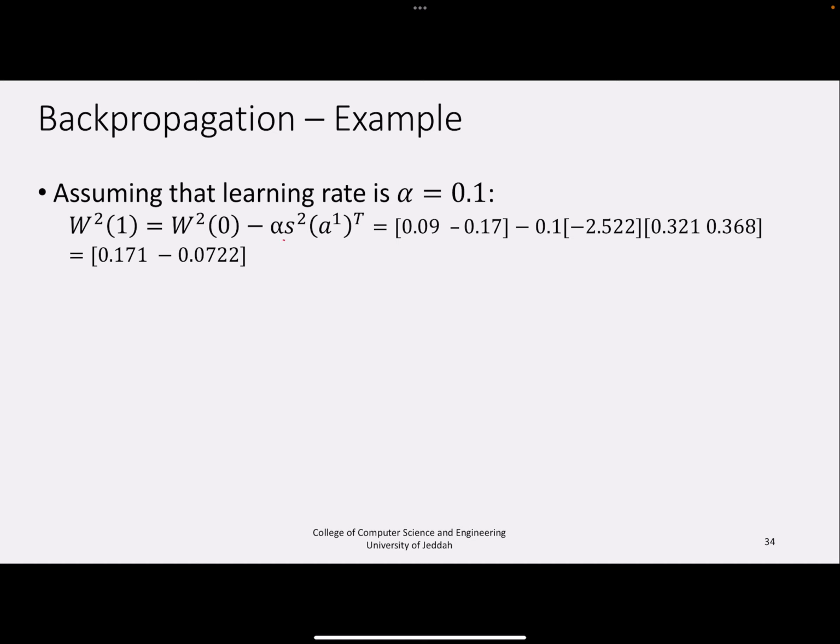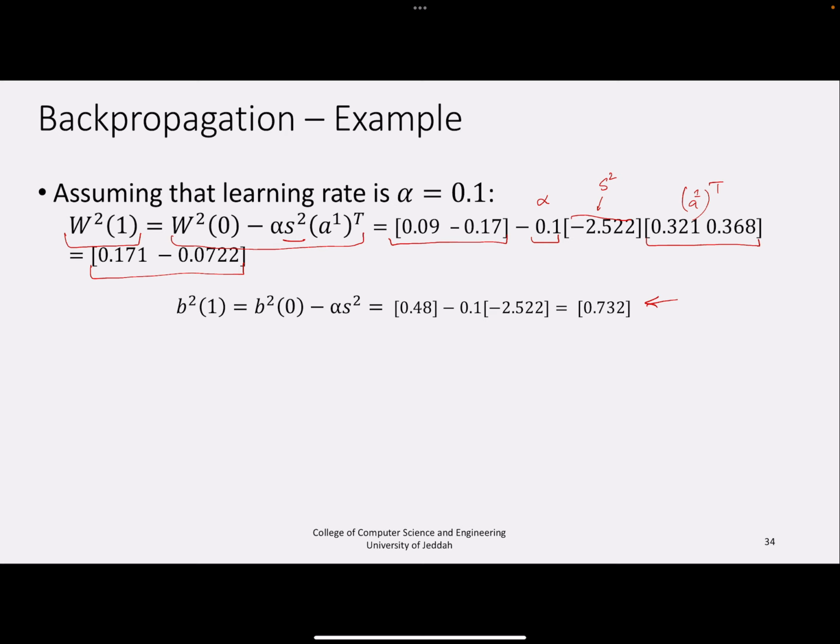Now that you have S2, use the weight update equation, that's what this is, to get new weights. These are the weights that we had. This is the learning rate alpha. This is S2. And this over here are the output values from layer number 1, A1, transposed. Do the math, and you get this new weight matrix.